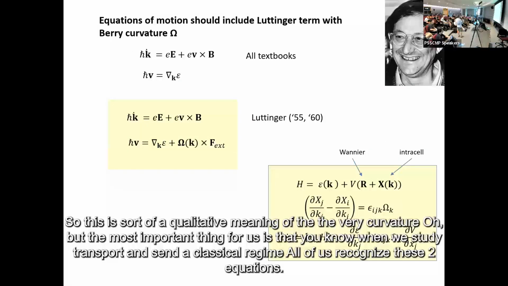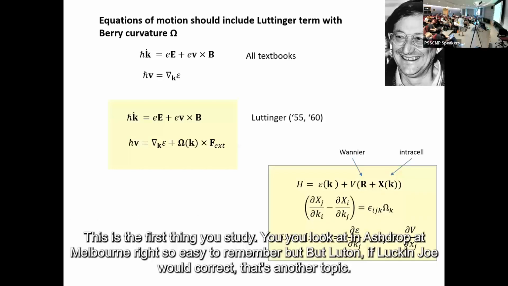So that's Luttinger. But the most important thing for us is that, when we study transport in the semi-classical regime, all of us recognize these two equations. This is the first thing you study. You look at it in Ashcroft and Mermin, right? So it's easy to remember.